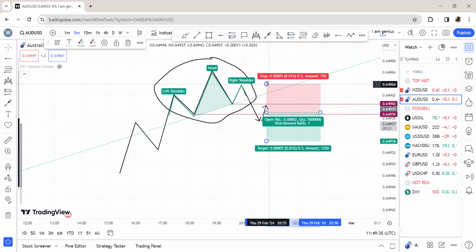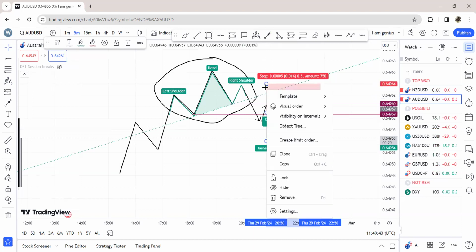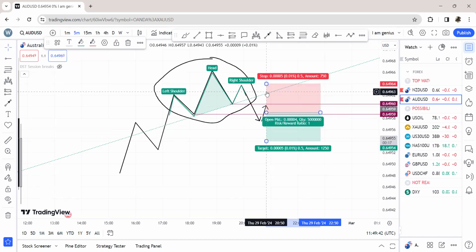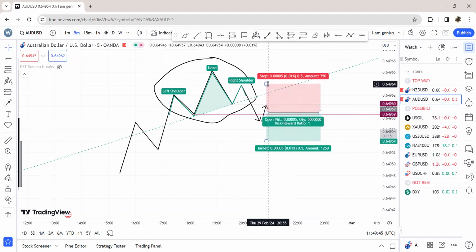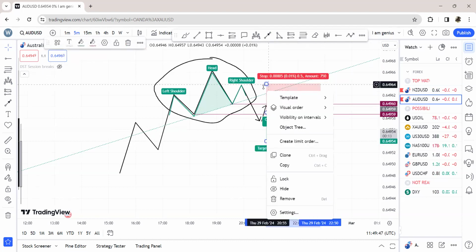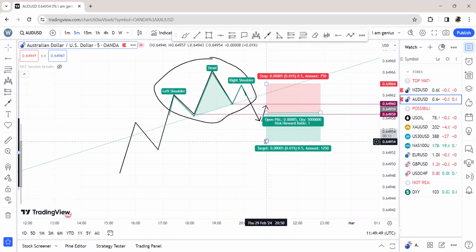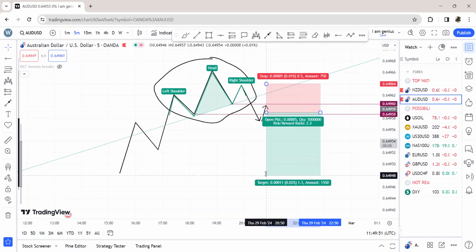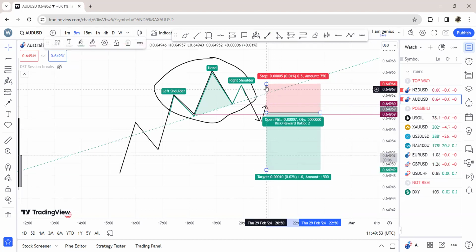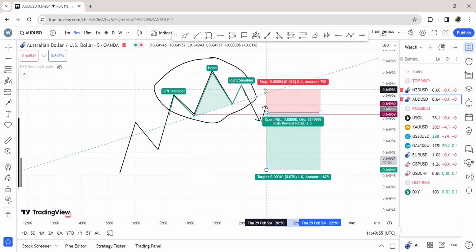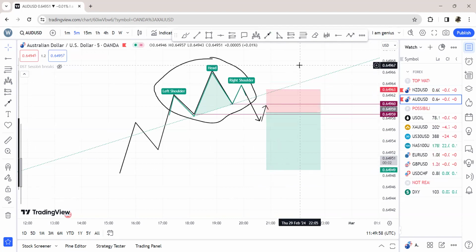If you don't want to be wicked out, put it just somewhere above the neckline. Let me just adjust it a little bit. I think we're fine though. Push this to where the market started from, and push that a little bit down, somewhere around there.